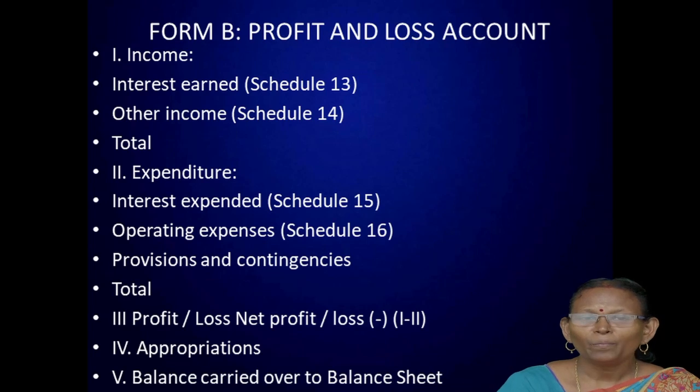Next, operating expenses, Schedule 16. Under this head, all office expenses such as office rent, rates, printing and stationery are taken. Next, selling expenses like salesman commission and advertisement, and maintenance expenses like depreciation and repairs will be taken. Next, as part of expenditure, we should take provisions and contingencies. For that there is no schedule. So under the head provisions and contingencies, we should take bad debts, provision for bad debts, and provision for income tax.